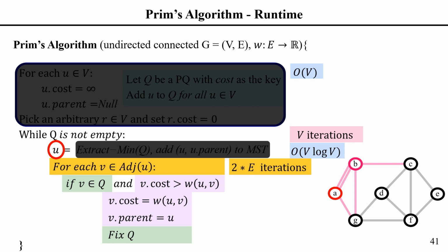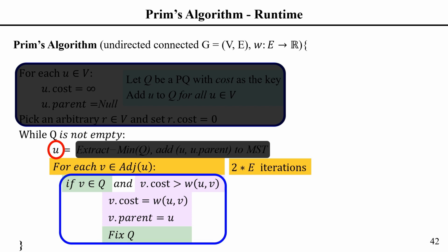No, because the only way to reach this edge is through A or through B. And once A and B are pulled out of the queue, there's no way to reach this edge anymore. So this edge is visited exactly twice. And the same is true for all the other edges. Each edge is visited exactly twice. That's why we have 2e iterations for the for loop. Now let's go into the for loop body. The if statement checks two conditions. It first checks whether the neighbor v is still in the queue or not.